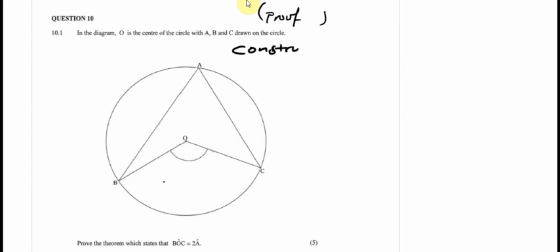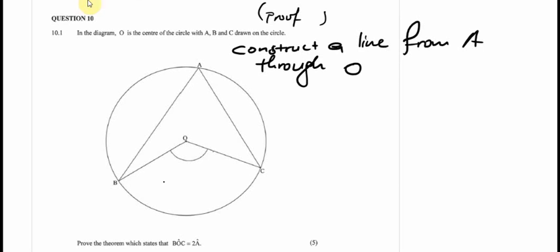Read doesn't matter. Construct, but draw seems nice. A line that passes through, a line OA, maybe. Draw a line or an extended line from A to O. Okay, from A through O. So construct a line from A through O. It sounds more right in that sense, because I just want to construct a line like over here.